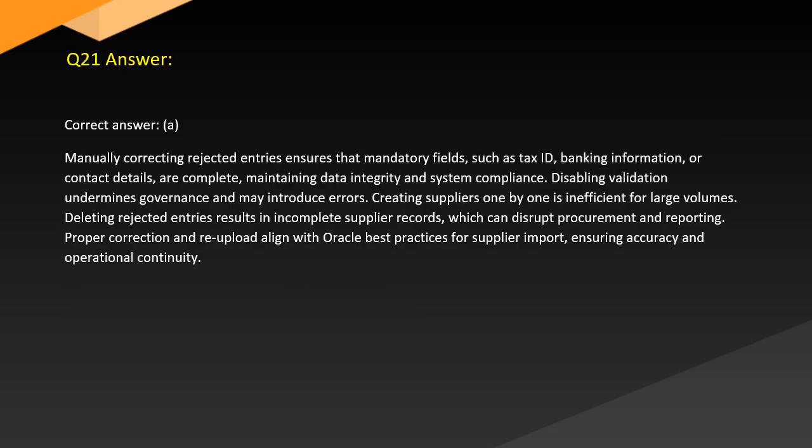Answer. Correct answer. A. Manually correcting rejected entries ensures that mandatory fields such as tax ID, banking information, or contact details are complete, maintaining data integrity and system compliance. Disabling validation undermines governance and may introduce errors. Creating suppliers one by one is inefficient for large volumes. Deleting rejected entries results in incomplete supplier records, which can disrupt procurement and reporting. Proper correction and re-upload align with Oracle best practices for supplier import, ensuring accuracy and operational continuity.